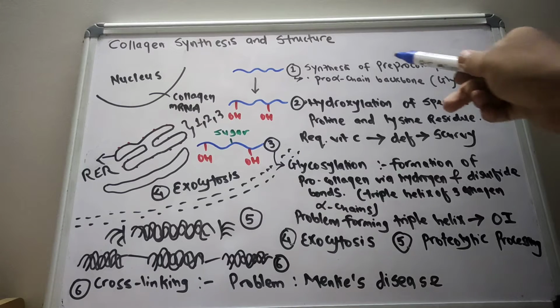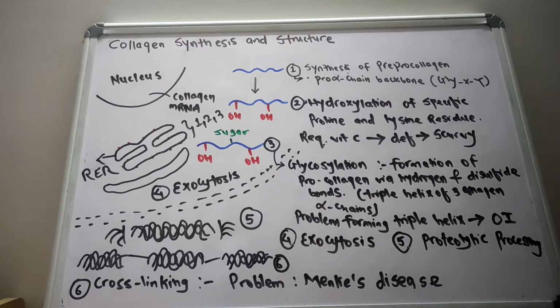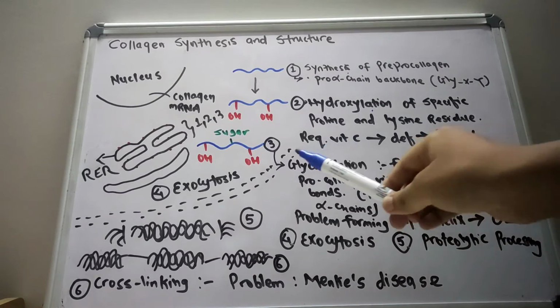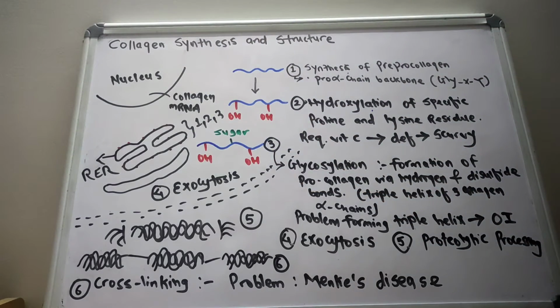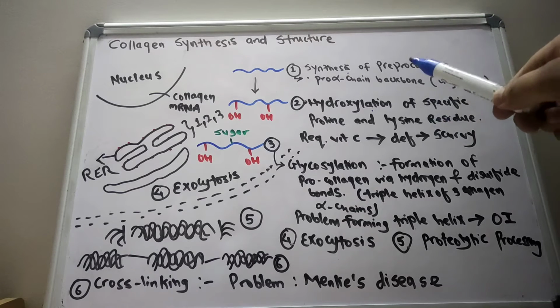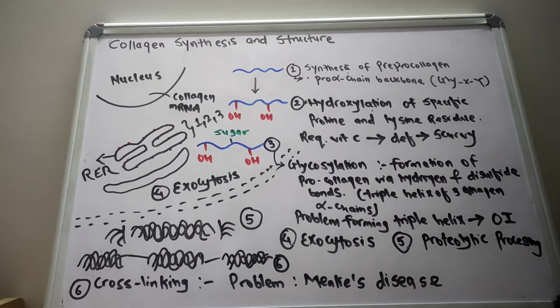So the first three steps: the synthesis of the pre-procollagen, the hydroxylation and the glycosylation occur in the rough endoplasmic reticulum. So what happens in the synthesis of the pre-procollagen? There is the formation of the pro-alpha chain backbone, that is Gly-X-Y. Usually X and Y are proline or lysine.